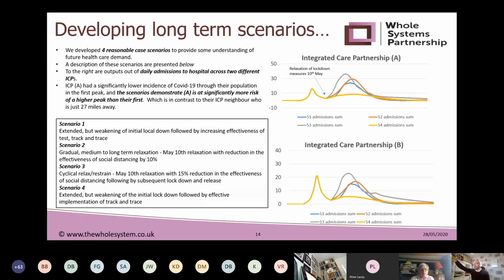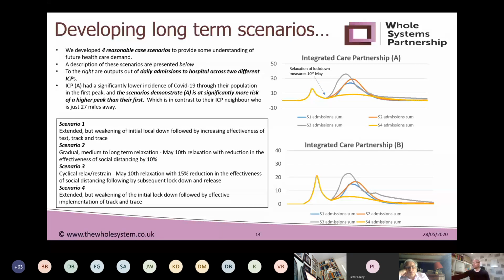In respects of moving forward in the scenario planning, the orange peak there is the April peak, and now the questions are coming. Okay, well, what's the future going to look like? So we created a number of scenarios there, 1 to 4. I'm not going to necessarily read them out. They're all reasonable. What I wanted to talk about was the differences between two very local ICPs, hospitals that are next to each other geographically, and the difference in the scenario outputs for those ICPs.